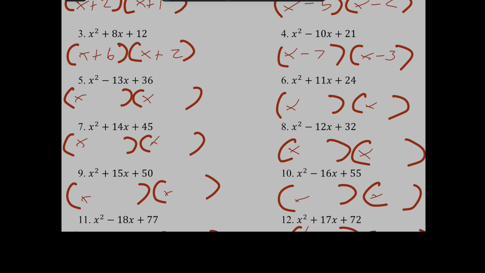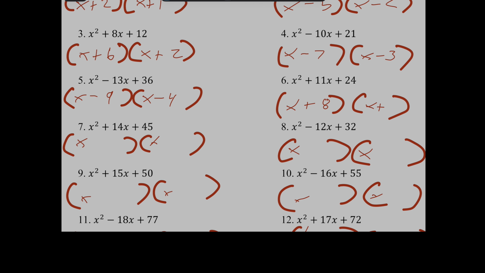Okay, going on to number 5 here. Third term is positive. Signs are the same. Take the sign of the middle, which is minus minus. What multiplies to 36 and adds to 13? That looks like that's going to be a 9 and a 4. Okay, so now I take a look at number 6. Third term positive. Signs are the same. Take the sign of the middle, which is a positive. Now what multiplies to 24 and adds to 11? That's going to be 8 and 3. 8 times 3 is 24. 8 plus 3 is 11.